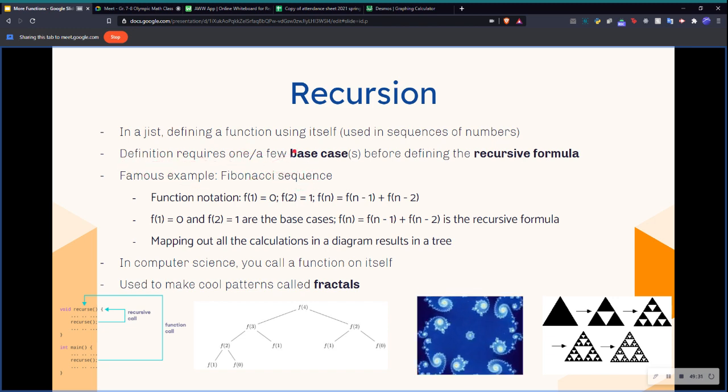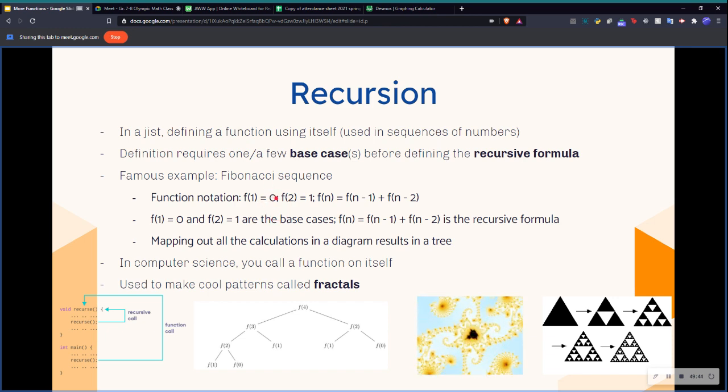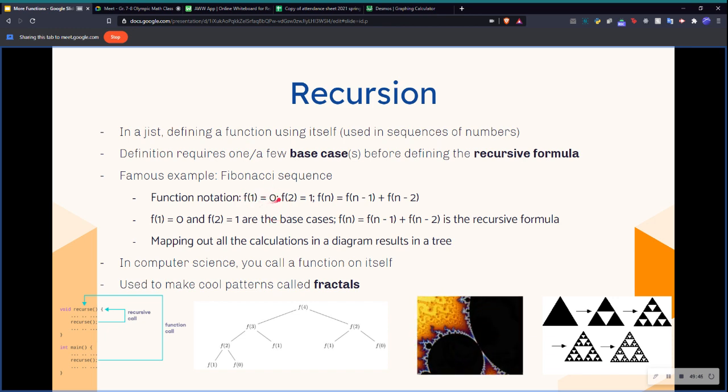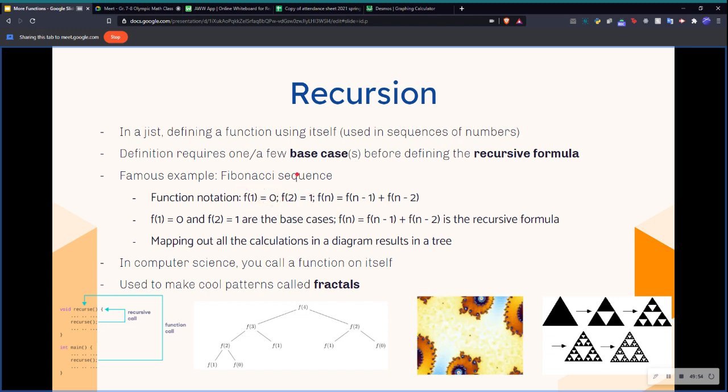If you were to write how it's defined in function notation, you get that the first term is equal to 0. Some people say it's equal to 1. You can set this equal to 1 or 0, it doesn't matter. So say f of 1 is equal to 0. Now you have f of 2 is equal to 1. So these are your base cases. That's what that means. For a defined input, you have a defined output. That's what a base case is.